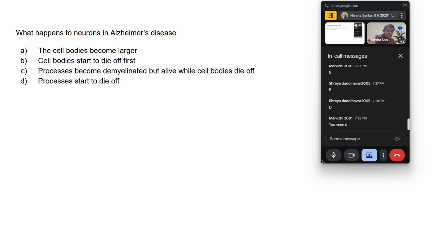Option A, the cell bodies become larger. Option B, cell body starts to die off first. Option C, processes become demyelinated but alive while the cell bodies die off. Option D, processes start to die off. What is the correct answer?